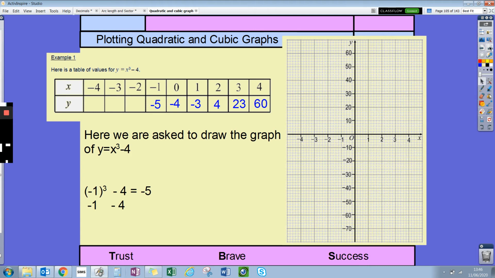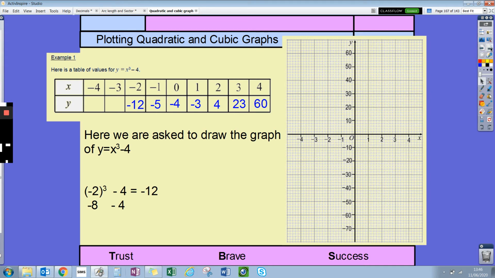We're going to repeat the process for negative 2. So negative 2 times negative 2 gives us positive 4. And then we've got to times that positive 4 by negative 2. So a positive times a negative is a negative. So that's negative 8. And we're going to take away 4, which is negative 12.